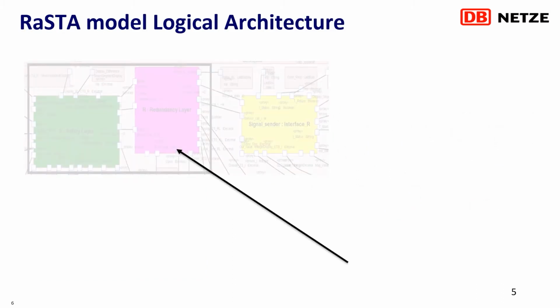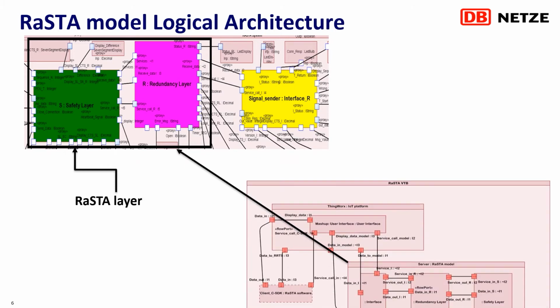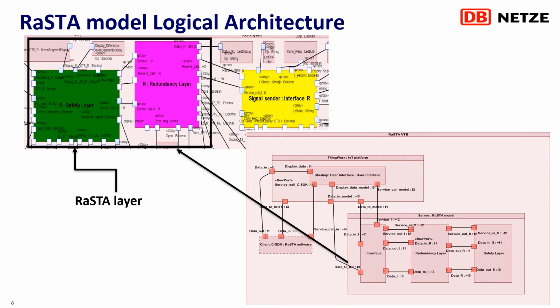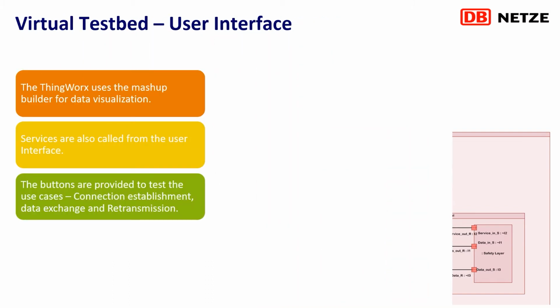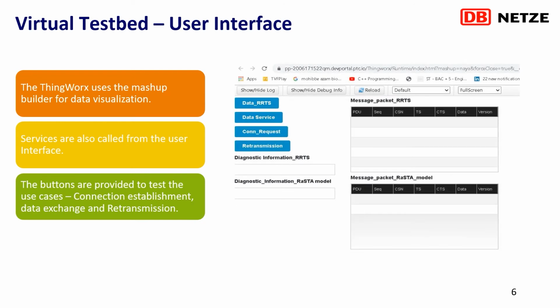This is the logical architecture of the RaSTA virtual testbed, RaSTA VTB. The RaSTA VTB consists of the IoT platform and RaSTA model as parts. The RaSTA software acts as an external system. The interface block in the RaSTA model is used to connect with the IoT platform. This is the RaSTA model logical architecture.